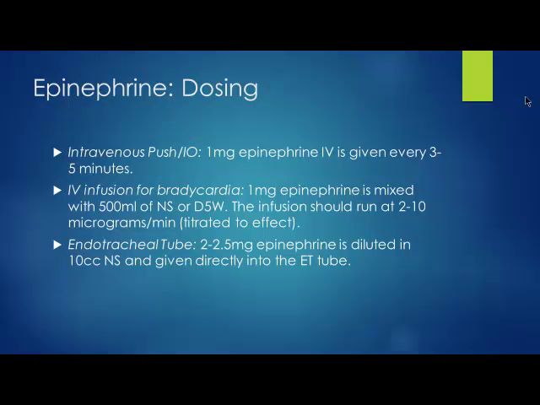1 milligram of a 1 to 10,000. Now, 1 milligram of a 1 to 10,000, how many milliliters would that be? 10 milliliters. IV infusion for bradycardia: 1 milligram is mixed with 500 mL of normal saline or D5W, and it should run at 2 to 10 mics per minute. Remember, meds given down the endotracheal tube, double the dose: LEAN, lidocaine, epinephrine, atropine, and Narcan.